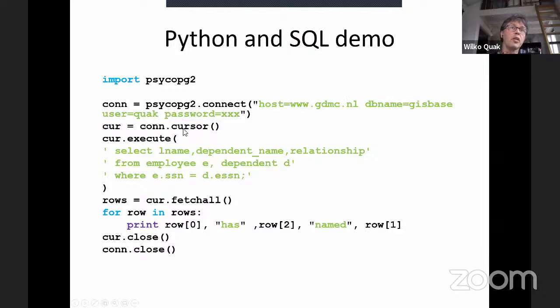Then you create a cursor for the connection, and on this cursor, which is basically a sort of iterator, you execute your query. And then you do a fetchall. That means, well, get the result of this query from the database, and here you iterate over all the rows and print all the different columns. And then you close the cursor and you close the connection, because otherwise, well, stuff goes wrong sometimes. You shouldn't forget this. And this is basically it.